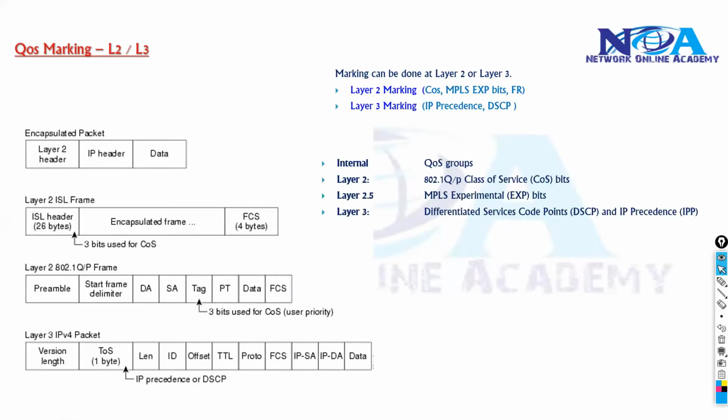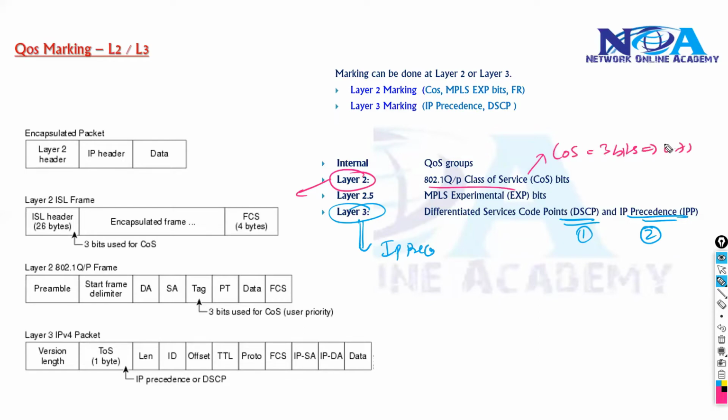Like I said, in case of layer 3 marking, we'll talk about it a little bit later. There are two options we need to learn: DSCP and IP precedence. So there are two options to do the marking. And when you're doing layer 2, we have something called class of service, which is 3 bits, and it gives numbers from 0 to 7.